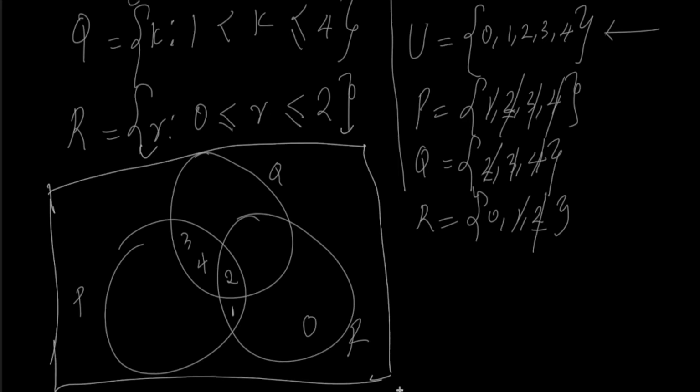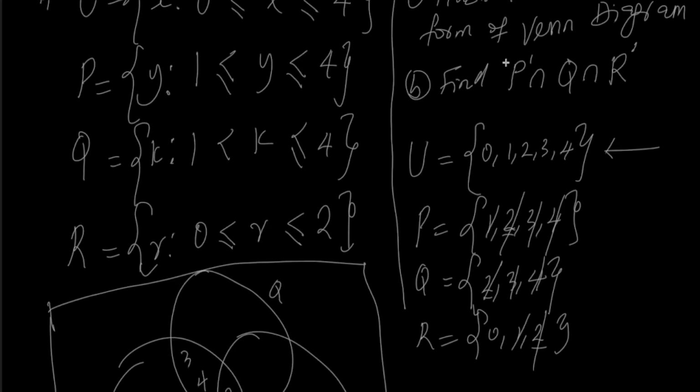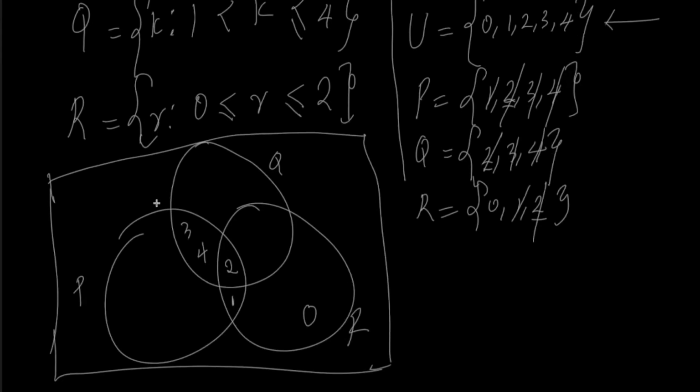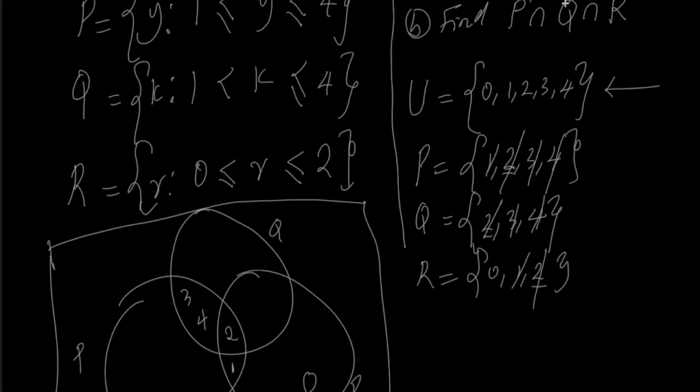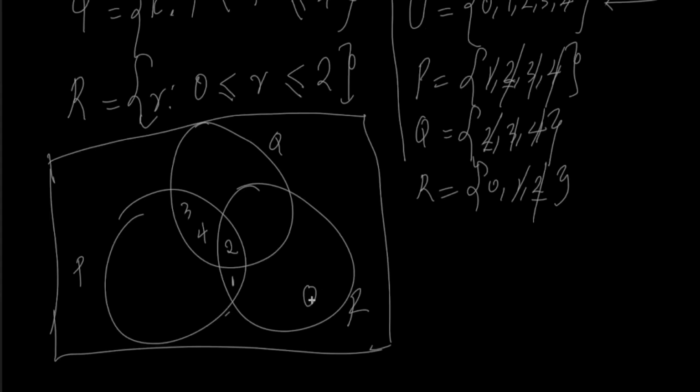So the first one is done. We are asked to find the complement of P intersect Q. And the complement of P is 0. Intersect Q, 0 intersect Q. There is no connection. That is disjoint.